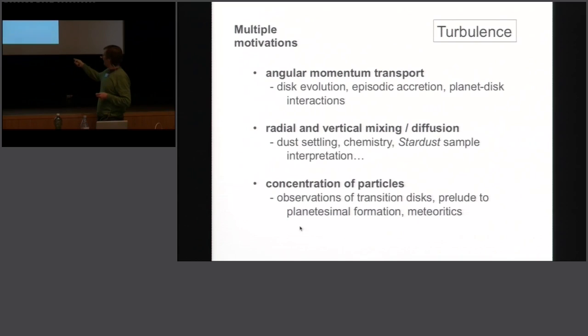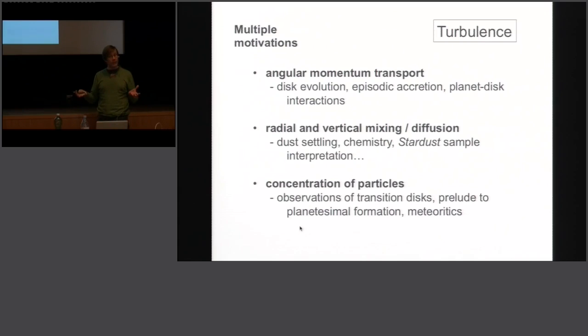It can play a role in generating episodic accretion. It will also be very important for planet-disk interactions, which we haven't heard about yet, but which I think will probably be an important topic towards the end of the week. Now, there are other places where turbulence matters, which are more directly connected to the evolution of solids and different stages of planet formation. One of those issues, which we've already heard alluded to yesterday, is radial and vertical mixing or diffusion of solid particles.